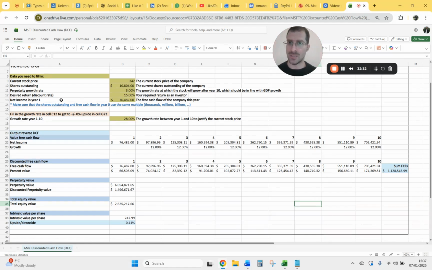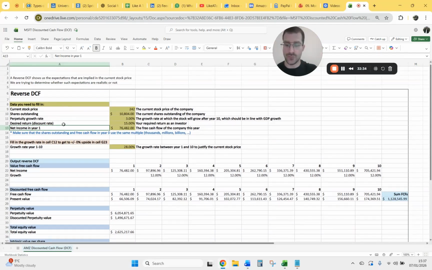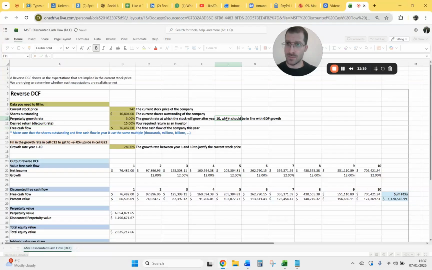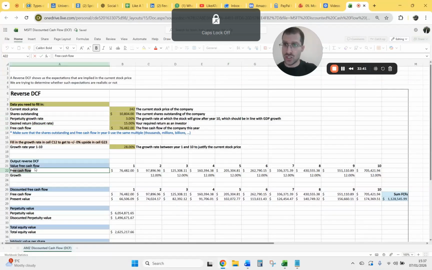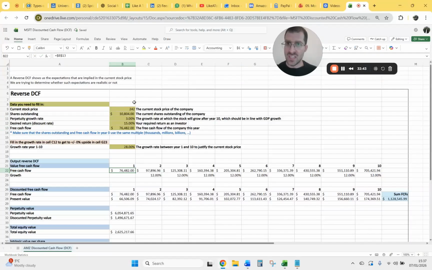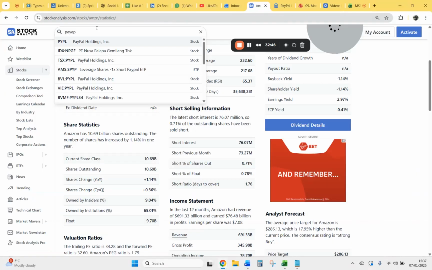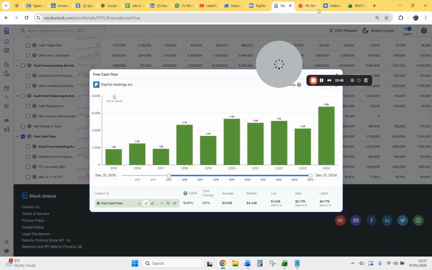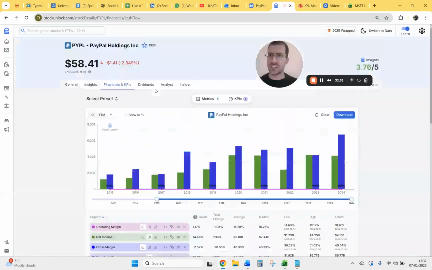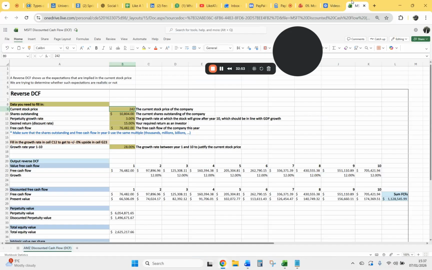So let's do the same for PayPal, and we will have free cash flow right here. Okay, same thing. So let's change this to free cash flows, and now the current stock price is about what? PayPal, the price is about 58.